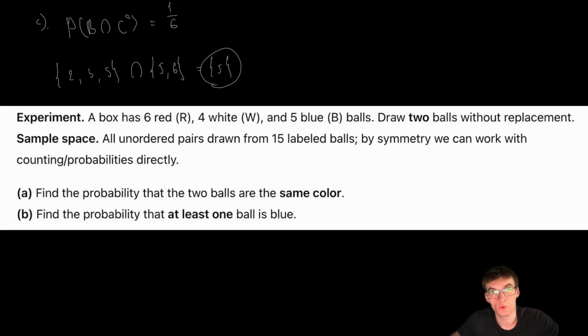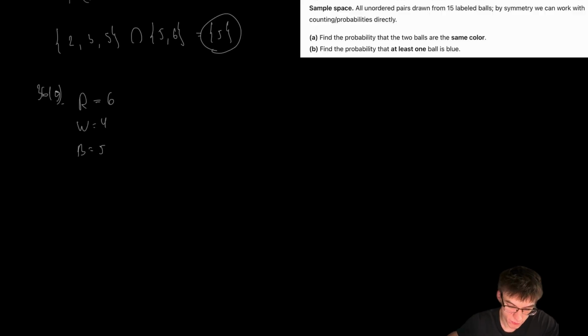So in the next problem, we have a box which contains 6 red, 4 white, and 5 blue balls. And we are drawing 2 balls without replacement. Without replacement means the 2 events are dependent on each other, because if you're already taking one ball out of the box, that would effectively mean that our box contains 1 ball less, which affects our probability. So we have 6 red balls, 4 white balls, and 5 blue balls. In total, we have 15 balls.